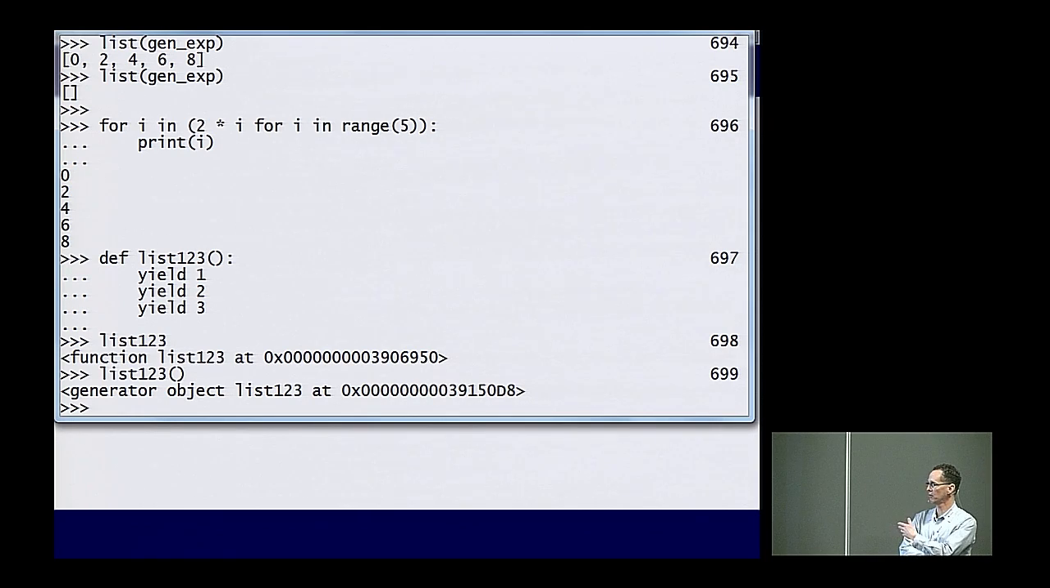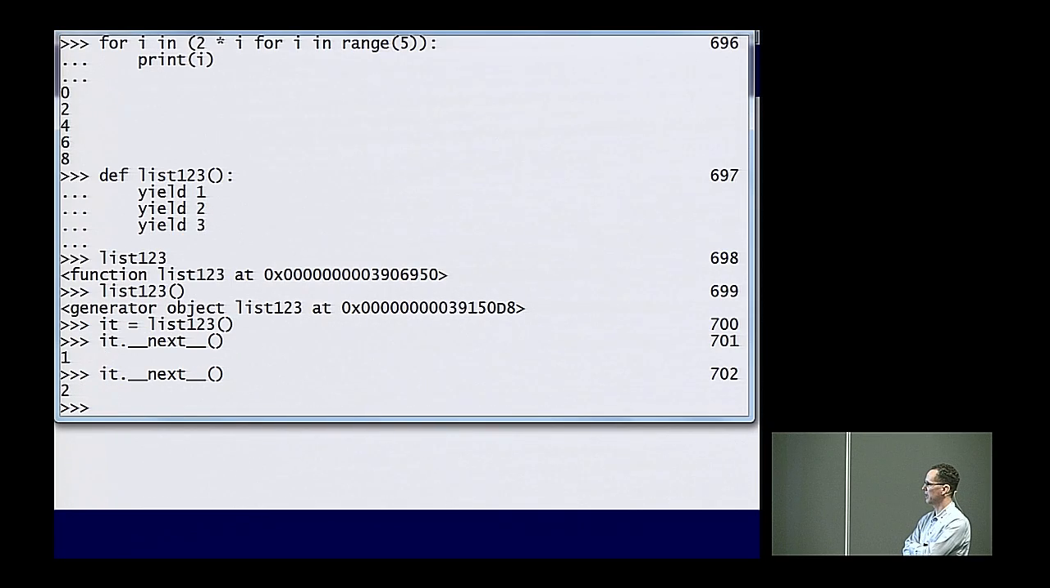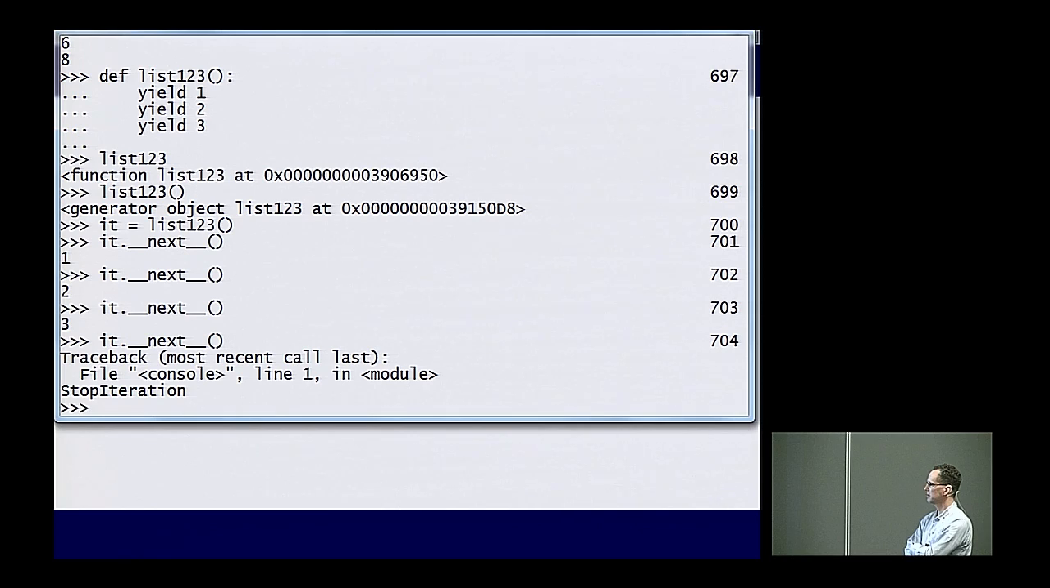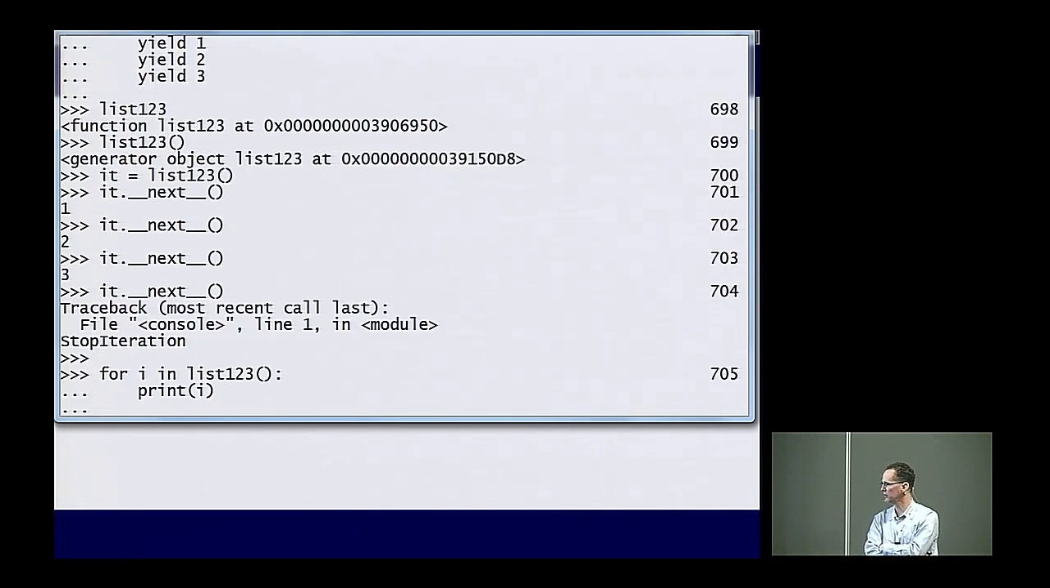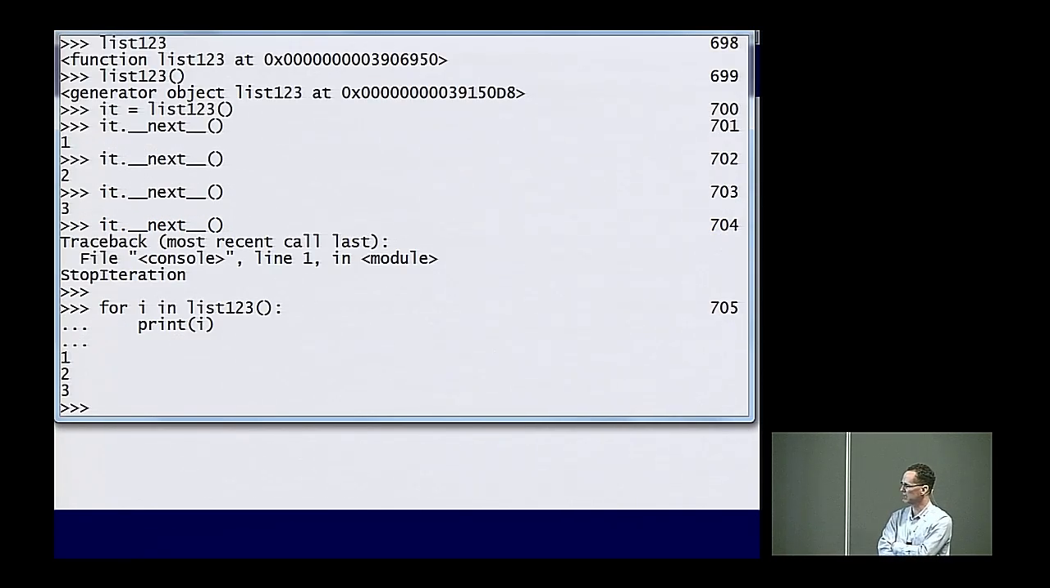Which makes sense. You say for i in list123, and you call it, and it returns an object that can be iterated over. So let's save that object and call its dunder next, and it just gives us the yield 1, yield 2, yield 3, and StopIteration. So that's how those work. I think you all know that. It's fairly straightforward. And here's, like I said, how you would use it.